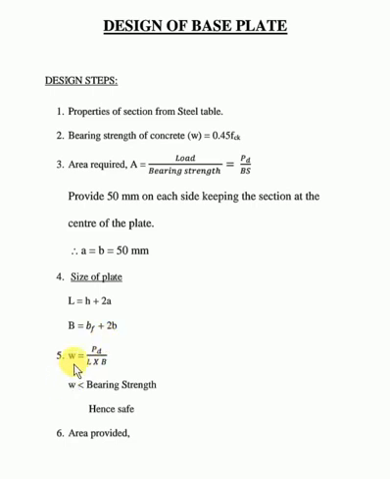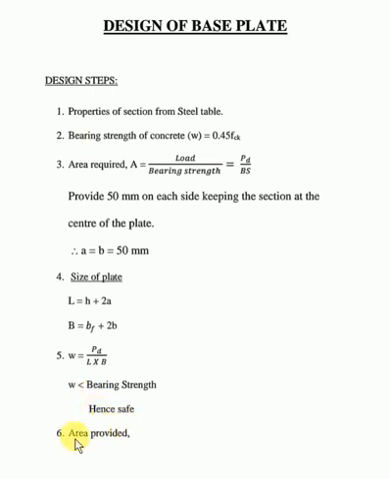Then in step number 5, W equal to PD by length into breadth. This is the bearing strength. PD is our factored load, length and breadth, which we have found in step number 4. Putting the values, we'll get the value of W and it should be less than our bearing strength, which we have obtained in step number 2. If it is less, then our design is safe.